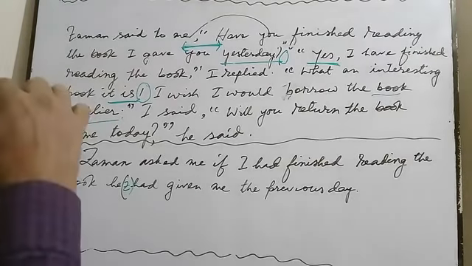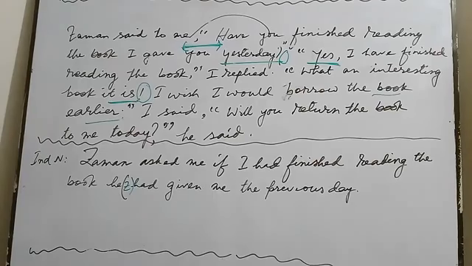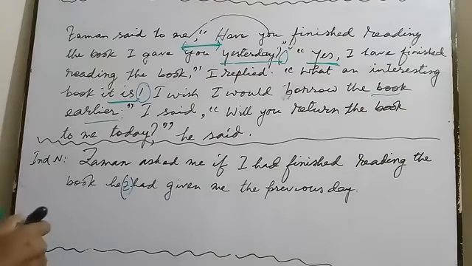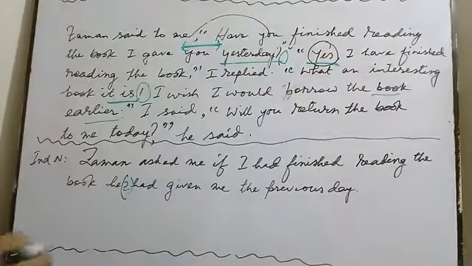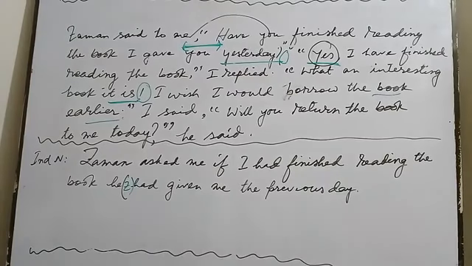Yes, I have finished reading the book, I replied. I means I and me, I as Zaman talking, so I replied that. Now, it is an assertive sentence. Here there is a yes. For yes, my suggestion is that if you get yes or no, why do I write yes? I write yes because I am giving an answer to a question. And what is the question? Suppose, have you finished reading the book I gave you yesterday? Yes is the answer, that I had finished reading the book which he had given me the previous day.